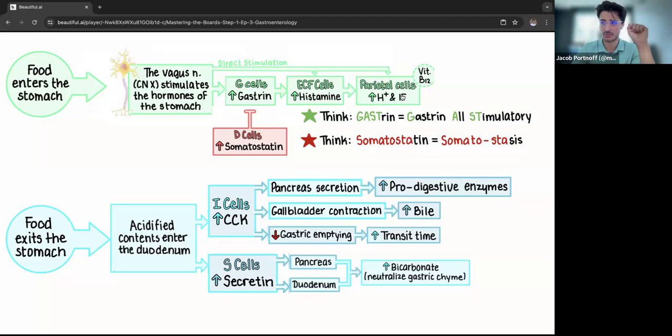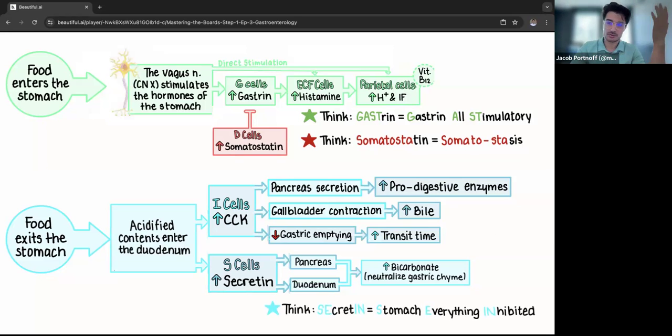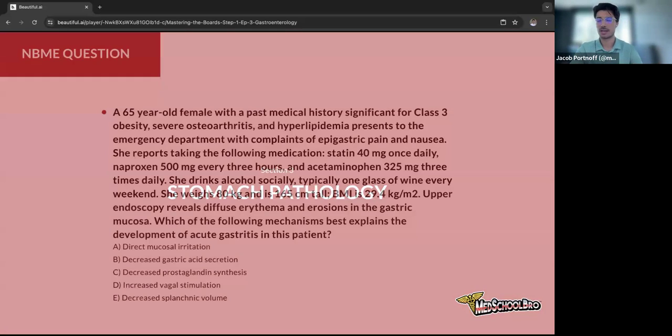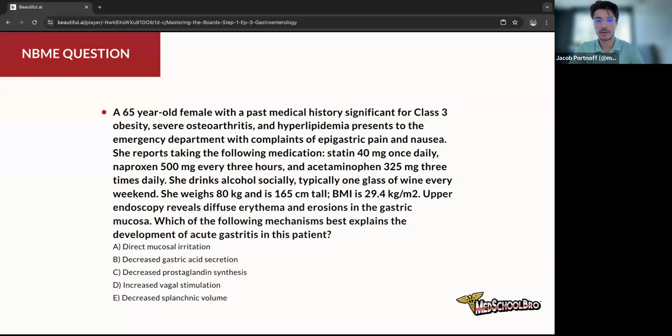But super, super high yield to remember that your sodium-potassium ATPase is our primary active transport mechanism. And then secretin is going to be stomach everything inhibited, right? It's going to neutralize and increase bicarb production. All right, stomach pathology. Everyone following along?